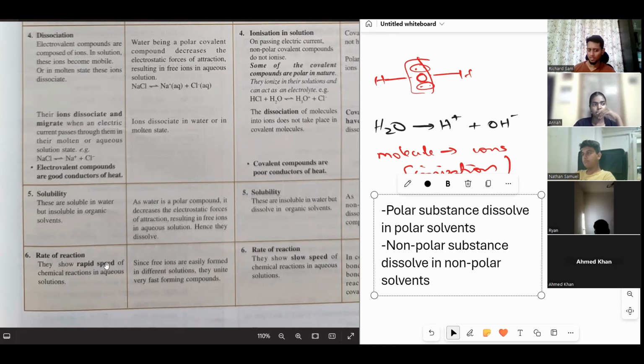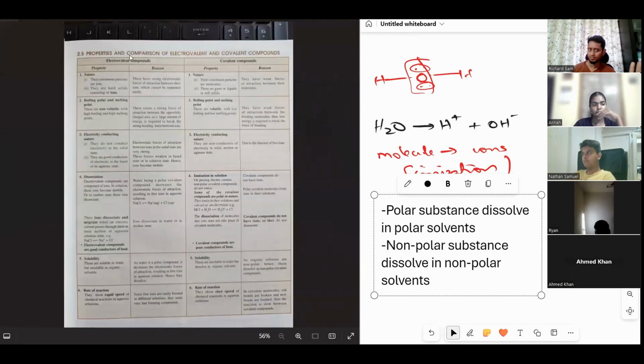Is everyone clear with the differences between electrovalent and covalent compounds? Okay, so that is from page 31 in your book.